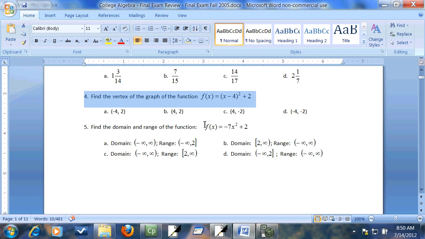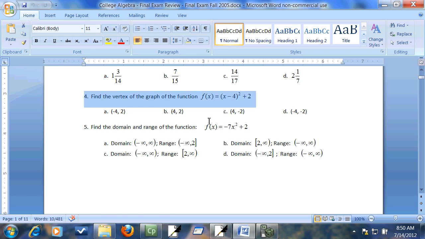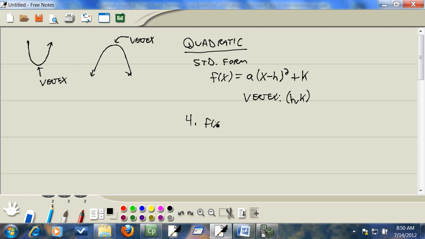So by hand, let's take a look at this problem. So we got number 4. f of x is equal to (x minus 4) squared plus 2. And this is in standard form. We got x plus or minus a number inside of parentheses, it's the second power. There is no number in front, but there's always an invisible 1 here, so a would be 1.